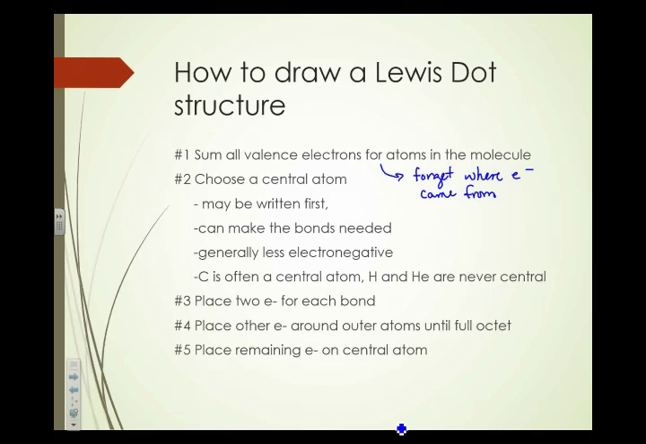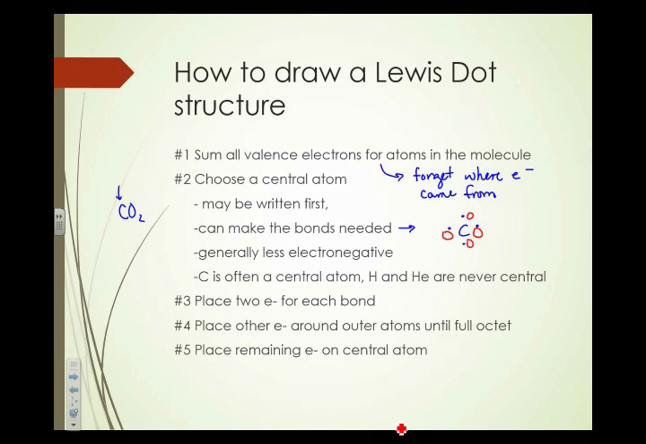Then you're going to choose a central atom. It may be the thing that's written first in the formula, like for instance in CO2, carbon is written first in the formula, so it's probably the central atom. It needs to be something that can actually make the bonds. So when we think about this, say for carbon, it has 4 valence electrons. If we were to draw those electrons as dots around carbon, we would draw it like this. Carbon is going to make bonds so that it has access to 8 electrons total. So we can think about carbon as having 4 empty spots where some other electrons can be added.